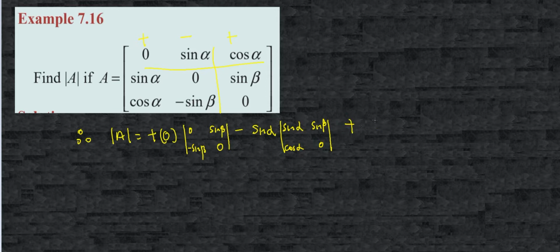Next is going to be a positive sign. The element there is cos alpha. Open the straight lines. Leave all the elements that are present along the row of cos alpha and fall along the column of cos alpha. So that would leave us with sine alpha, 0, cos alpha, and negative sine beta.